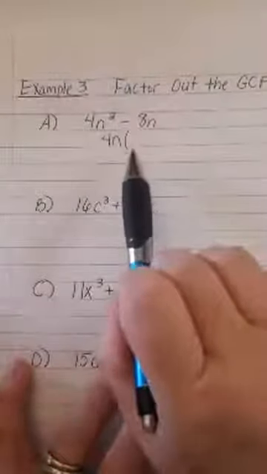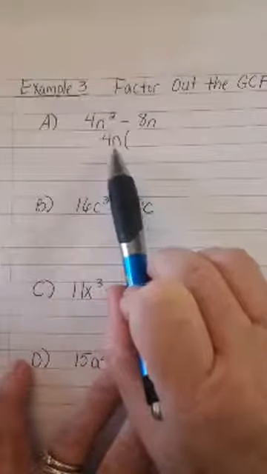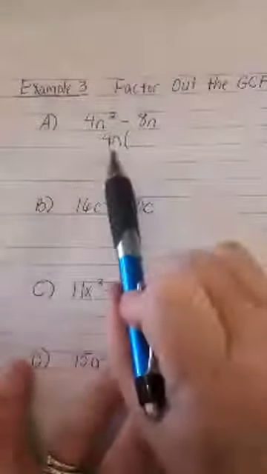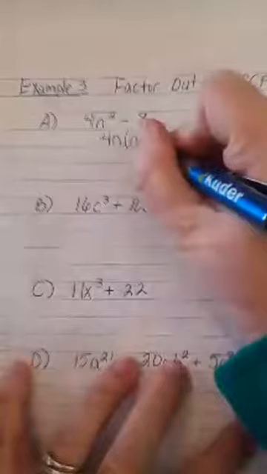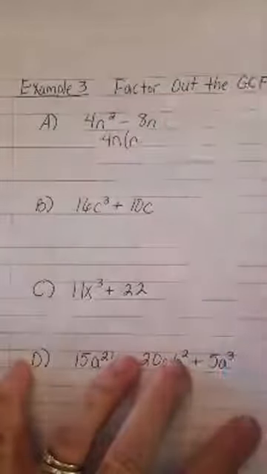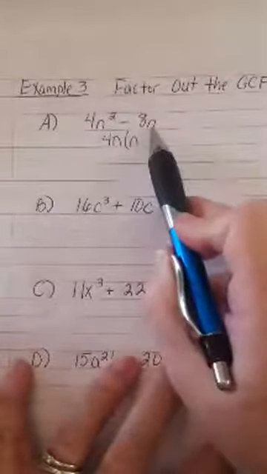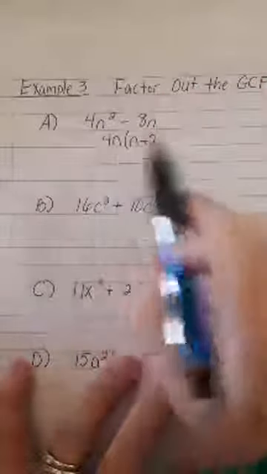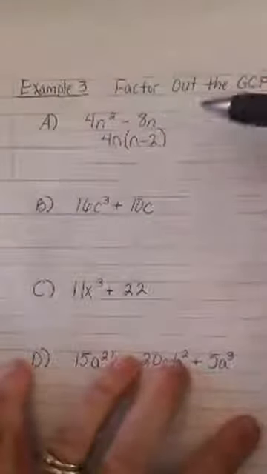So now we're going to put parentheses, and inside our parentheses, you're just going to do the distributive property backwards. You ask yourself, what do I have to multiply 4n by to get 4n squared minus 8n? What do you have to multiply 4n by to get 4n squared? It's just another n, because 4n times n is 4n squared. What do you have to multiply 4n by to get 8n? And it's just 2. You have to put the minus down that's up there, because 4n times 2 is 8n. And that's your answer, which looks like a distributive property problem.